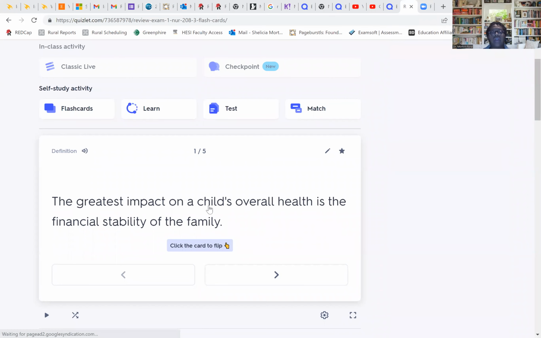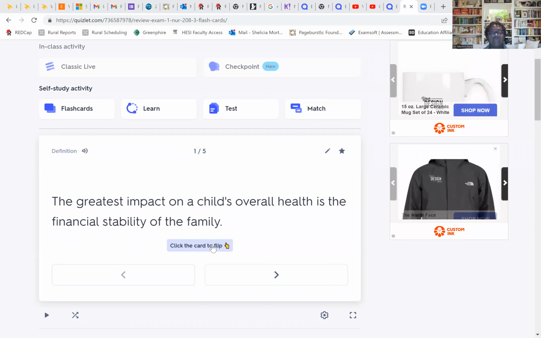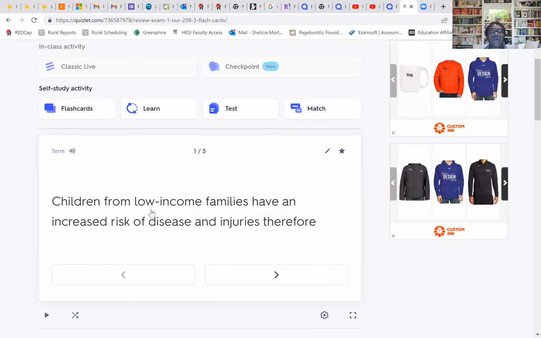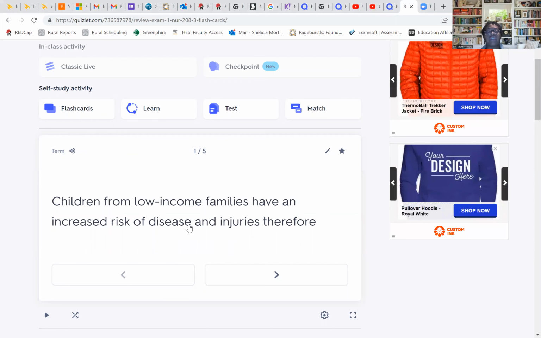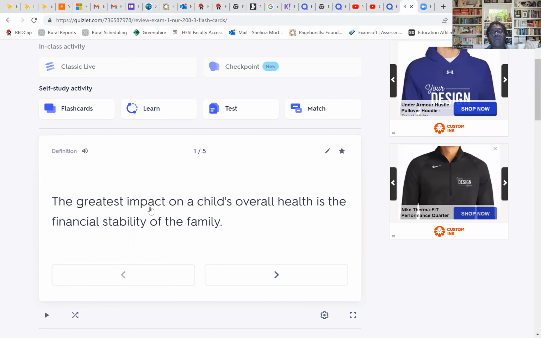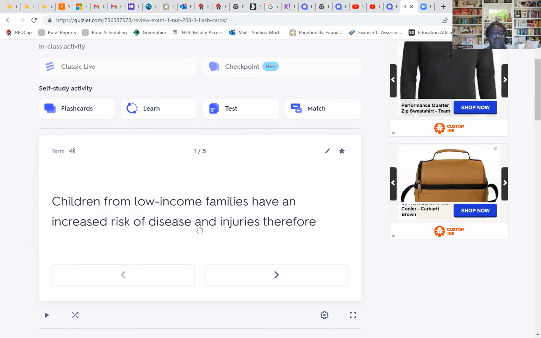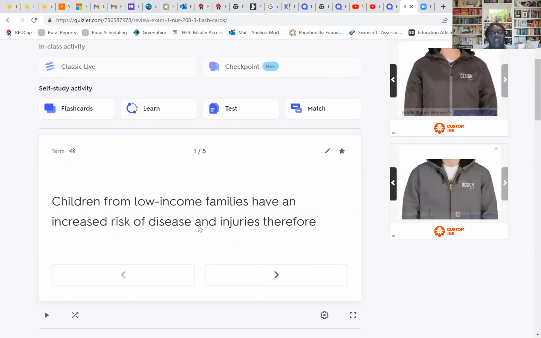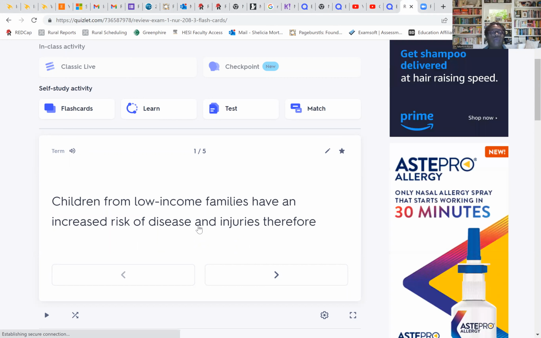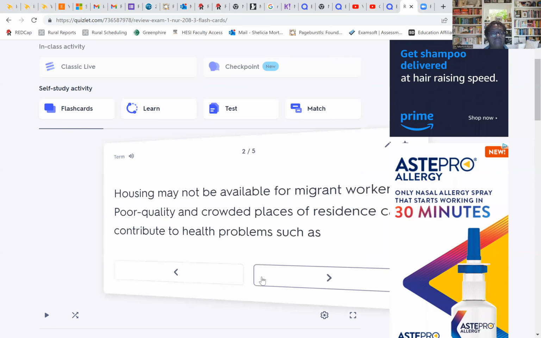So the greatest impact on a child's overall health is the financial stability of the family. Children from low-income families have an increased risk of disease and injury. That's really important to remember, because if the families are not able to provide health insurance or pay for those co-pays when children have injuries or childhood illnesses, then it can negatively impact the child.